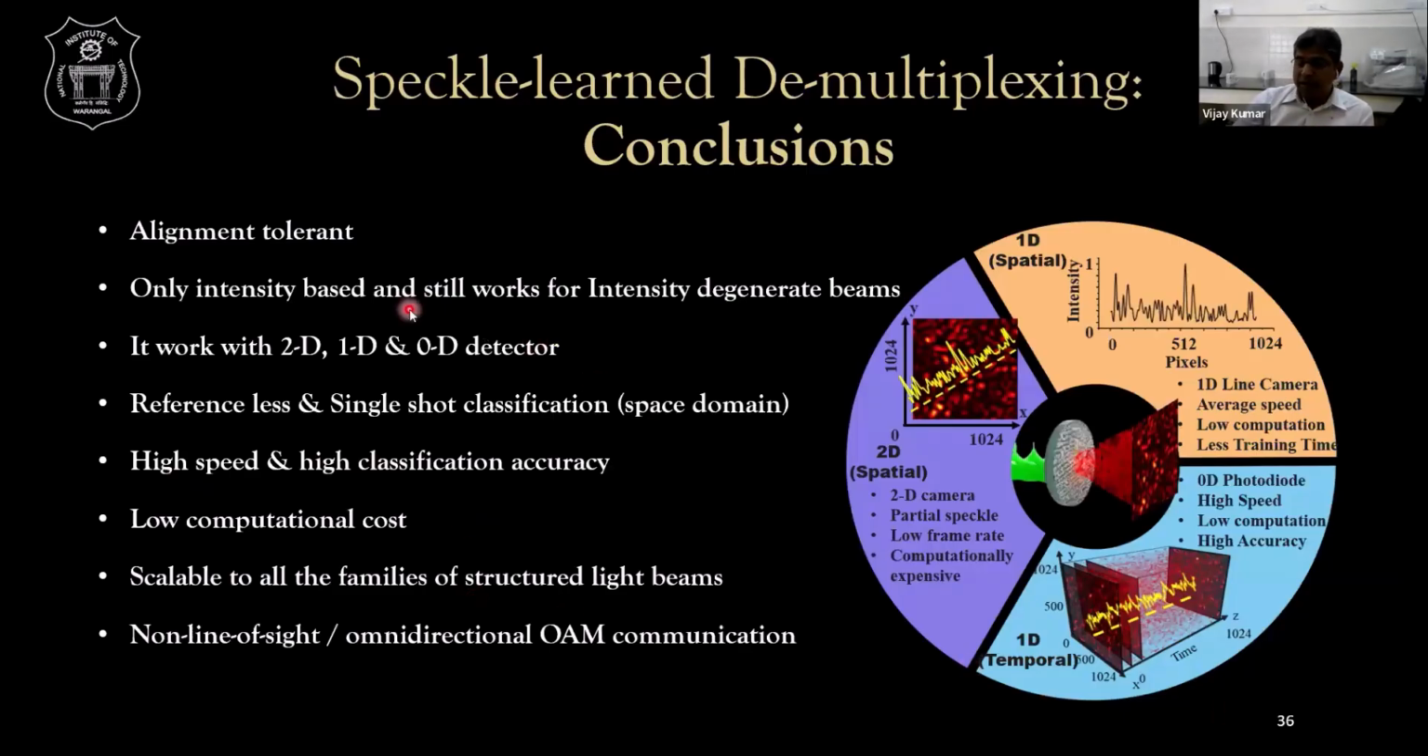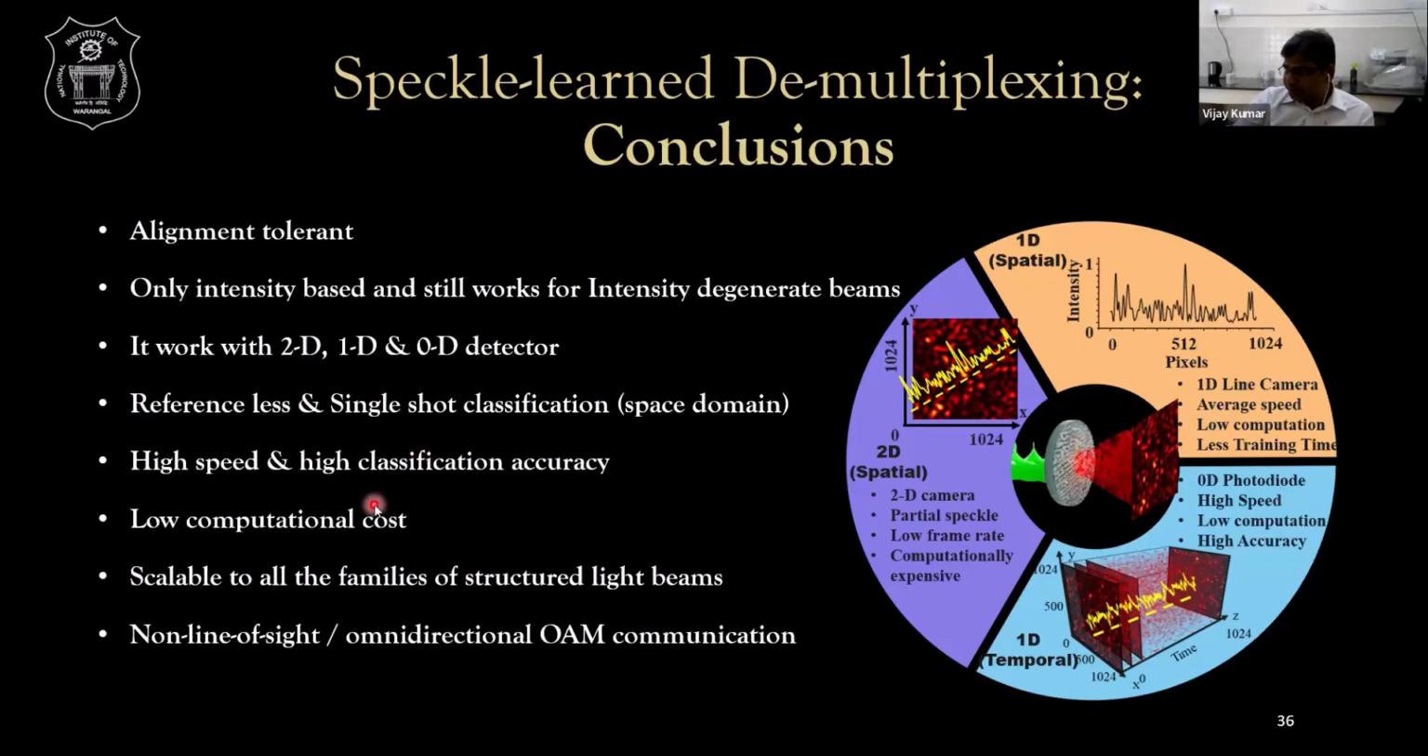and any point or any region of the speckle will do the job, therefore it is very alignment tolerant. And since it is a speckle and speckle depends on the phase, therefore it is also able to characterize the intensity degenerate beams, which was not possible in the beginning. And as I said, it's able to do it with all the possible detectors, 2D, 1D, and 0D. It is referenceless, so I don't need any reference. Just take the signal in all the possible domains and then just train the network.